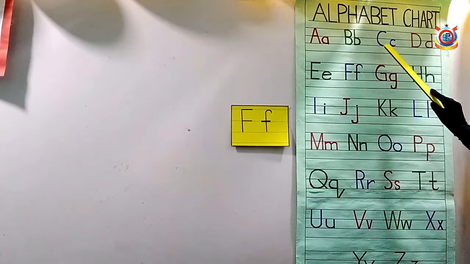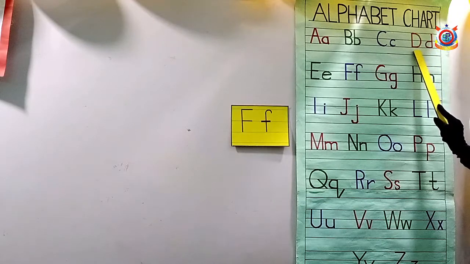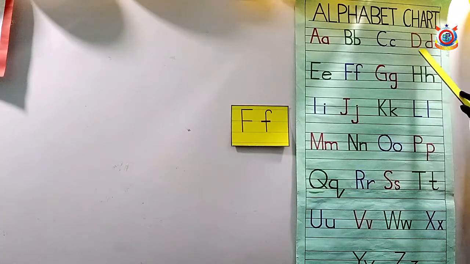C sound is K. C sound, K. This is D. D sound, D. This is D and D sound is D.